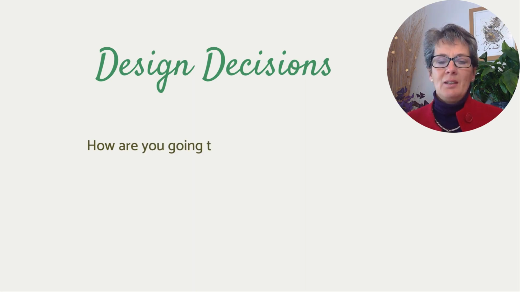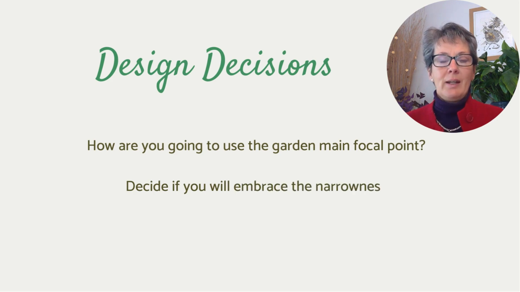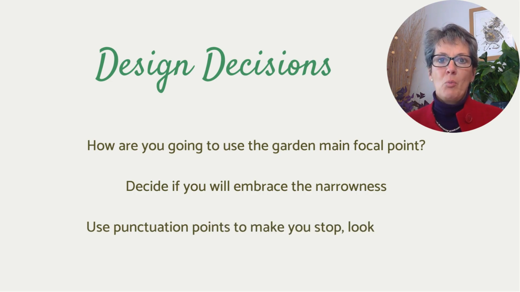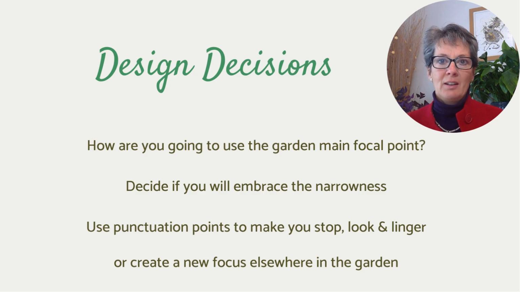When you are beginning to design any long, narrow garden, the first thing you need to consider is the focal point. Are you going to embrace the narrowness and draw your eye straight to the end with something really impressive? Or are you going to slow down the visual flow from one end of the garden to the other by using punctuation marks in terms of the plants or elements that you put in the garden? Or are you going to try and distract from the narrowness by creating another part of the garden that you want to look at that isn't at that end point? And you can do that in lots of different ways.